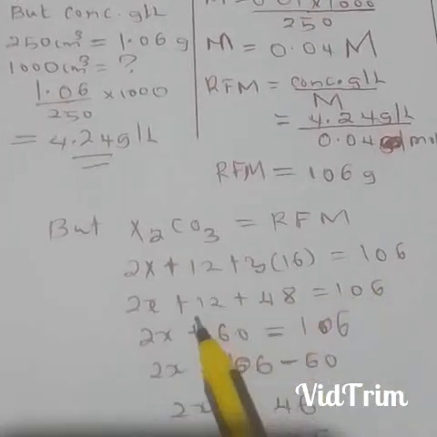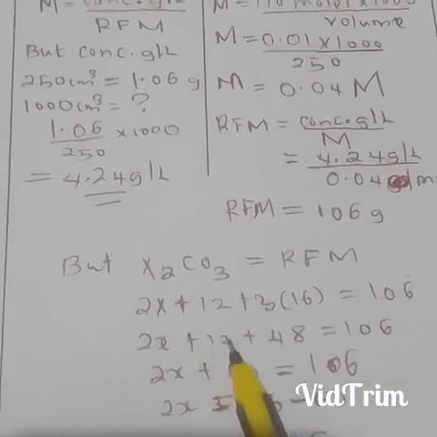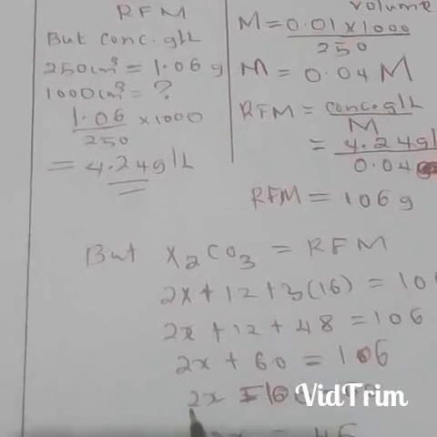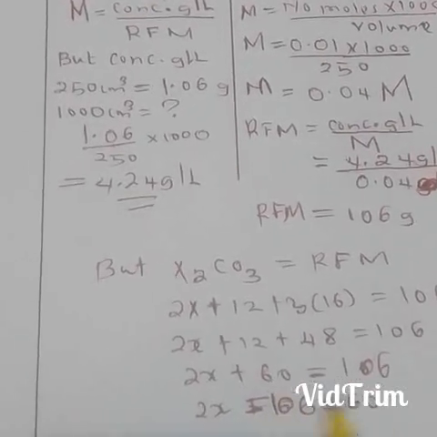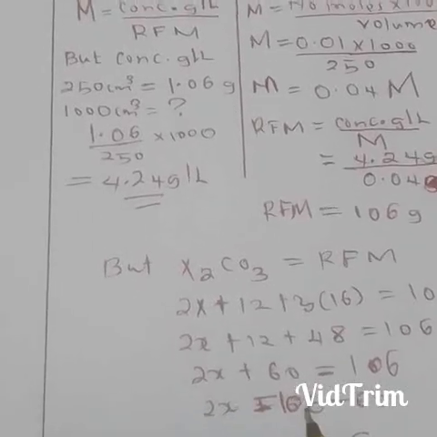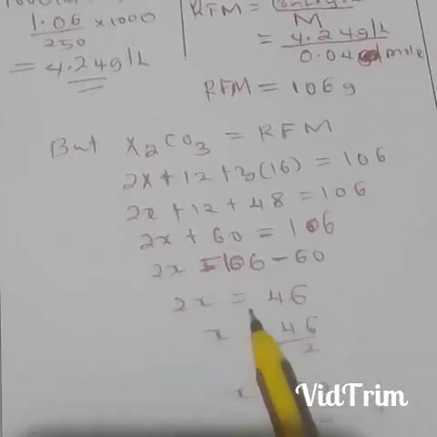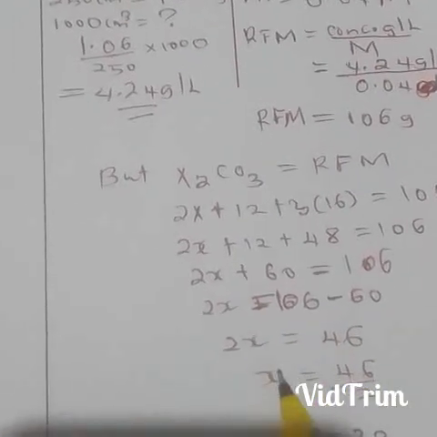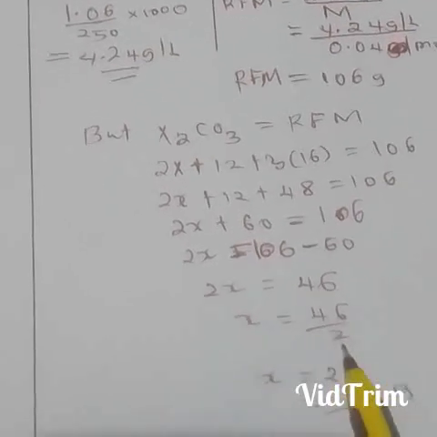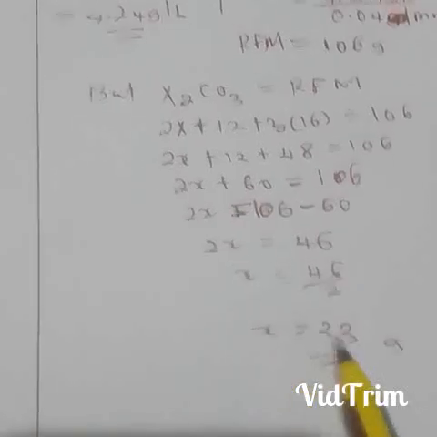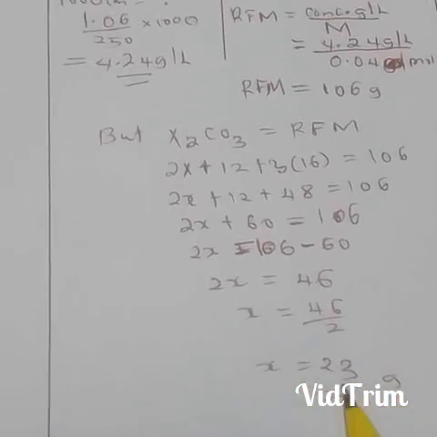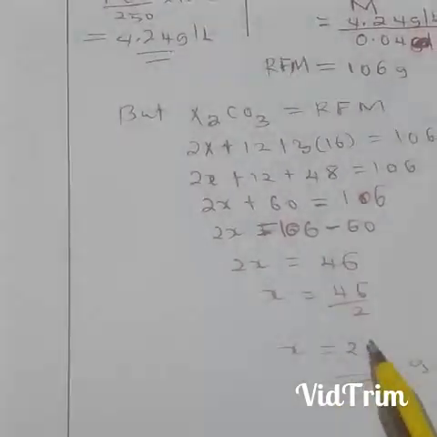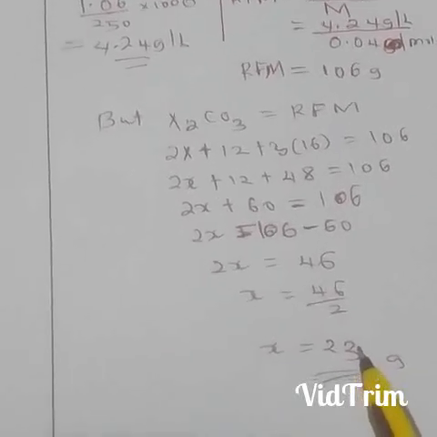Is it okay, my student? Then this becomes 2x plus 12 plus 48 is equal to 106. 2x plus 60 is equal to 106. 2x is equal to, we take 60 to the other side, so it becomes 106 minus 60. So 2x is equal to 46. Is it okay? That is 106 minus 60 is 46. Then 1x is equal to 46 divided by 2. Then x is 23 grams. So this 23 is the relative atomic mass of X. Which element has a relative atomic mass of 23? This is sodium.